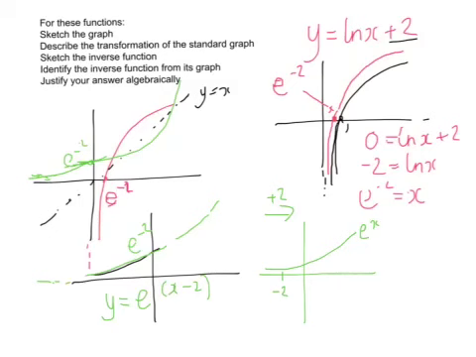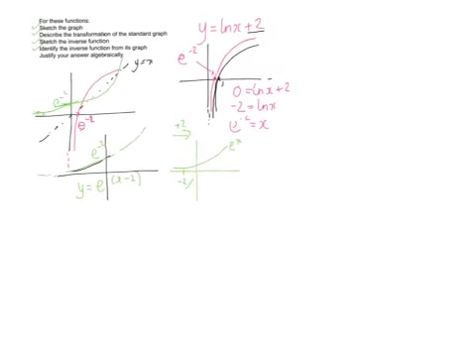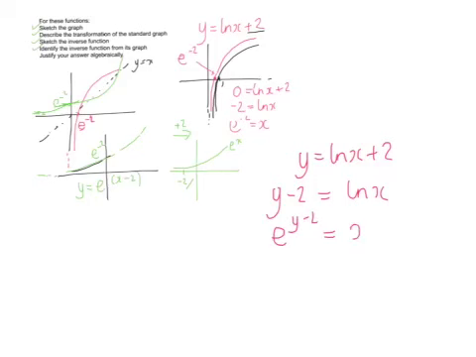So we've done most things. The only thing we haven't done is our algebraic justification of our graph. I need a bit of space for that, so let's move everything up to the corner, and we'll justify that here. We started off with y equals ln x plus 2. We're trying to make x the subject, so y minus 2 is ln x. Then we take both sides of the equation to e, so e to the y minus 2 is e to the ln x, which is just x.